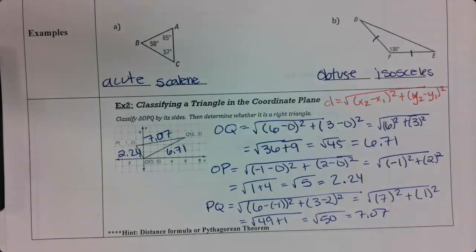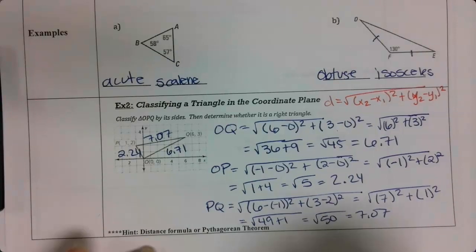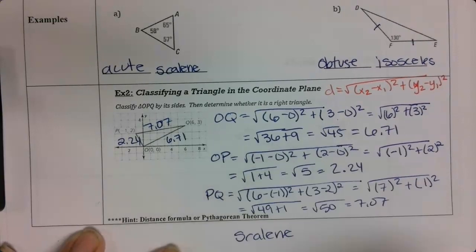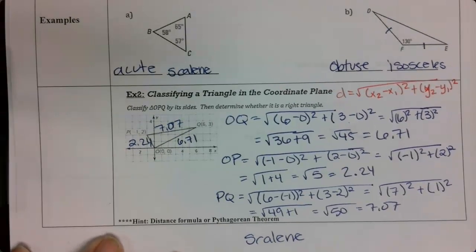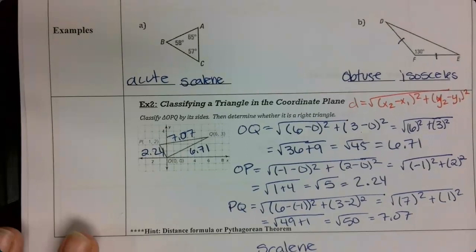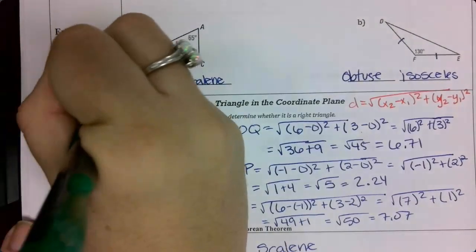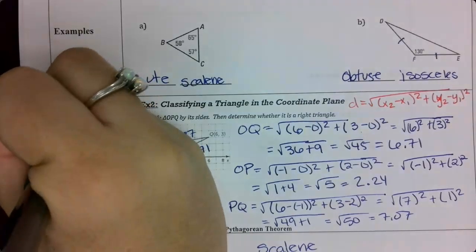So, based on my side lengths, what kind of triangle is this? Are any of them the same? No, so this one is scalene. And then it wants me to check to see if it's a right triangle. I'm going to plug into the a squared plus b squared equals c squared to check.